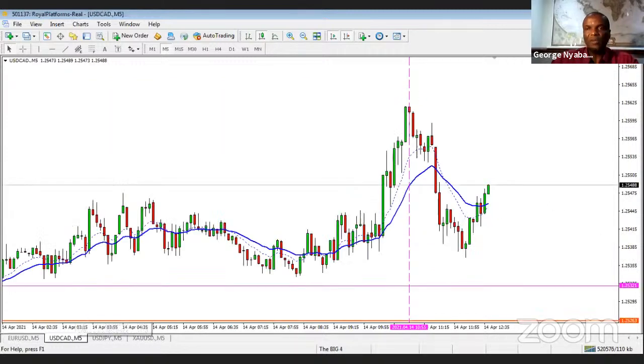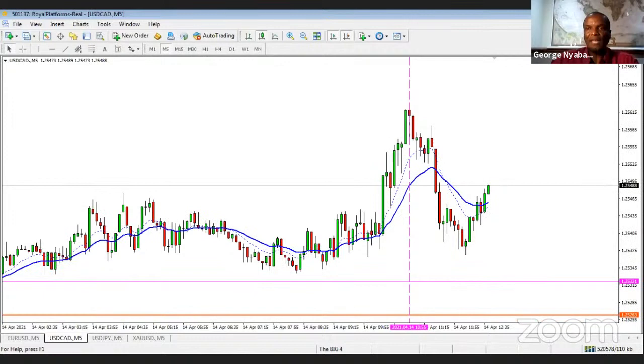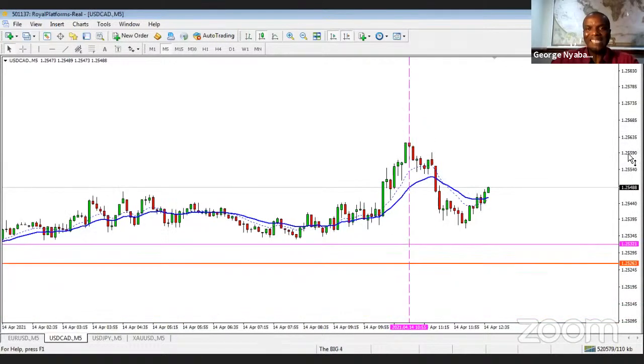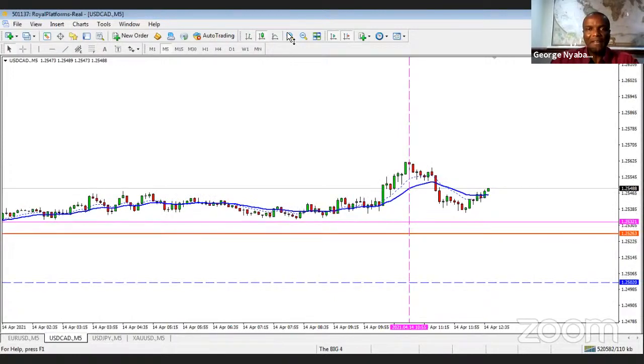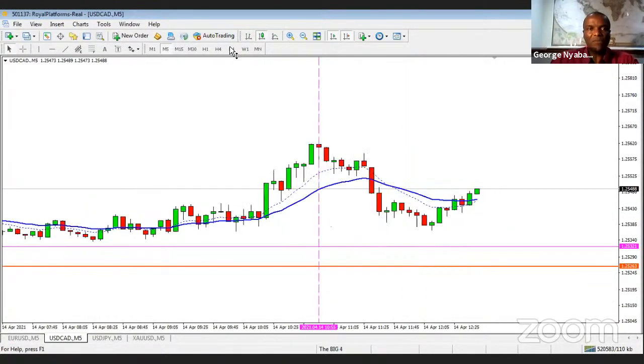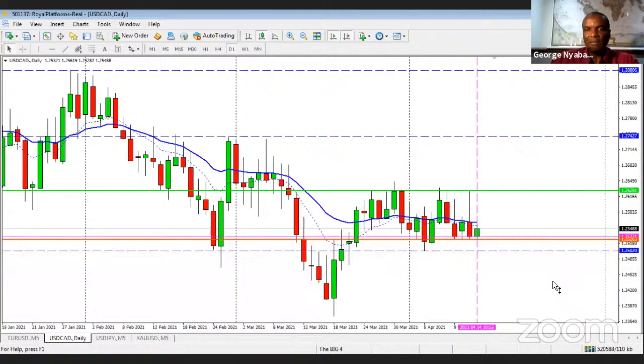Let's have a quick look at the CAD. USD CAD, measures and trading measures. So again, just very quickly, there's a daily setup. What can we see that's interesting here? This is interesting in terms of what kind of bias you have.